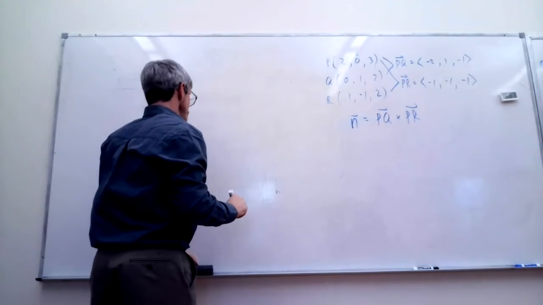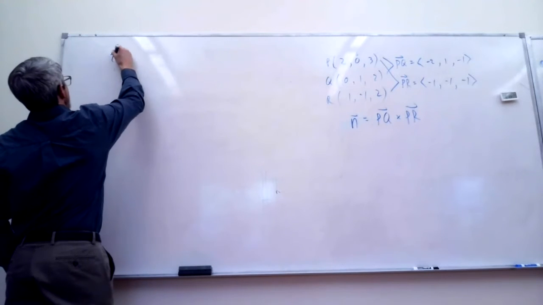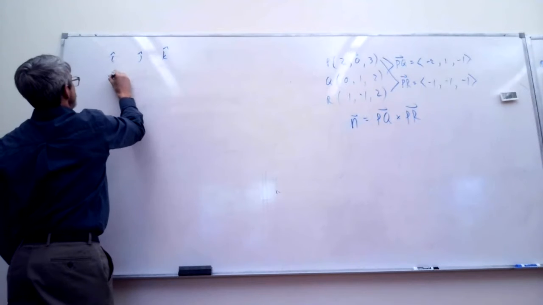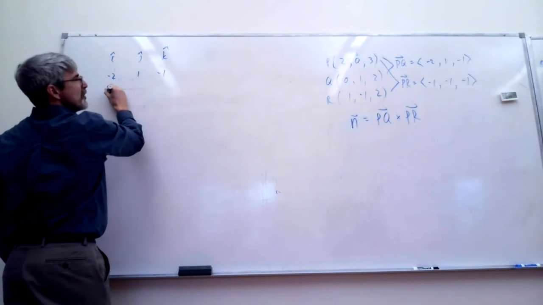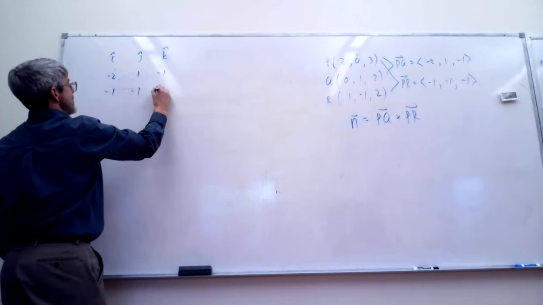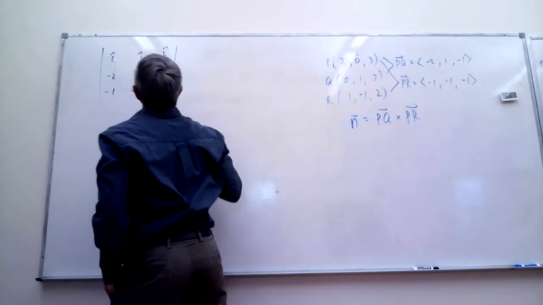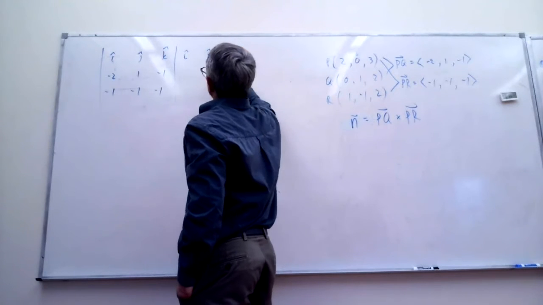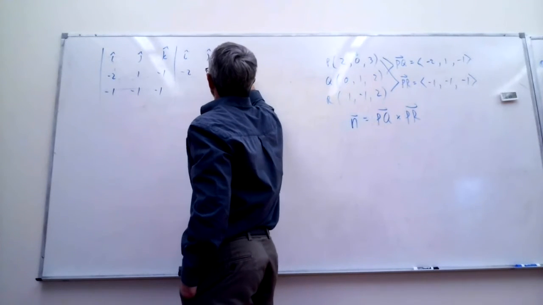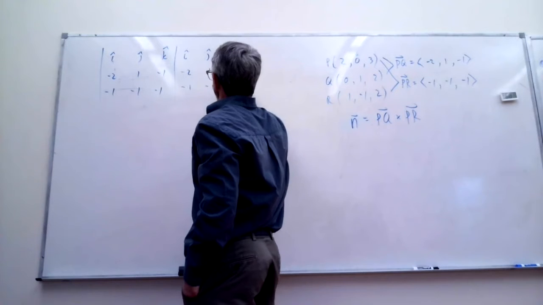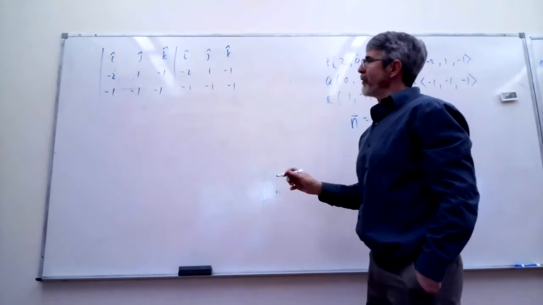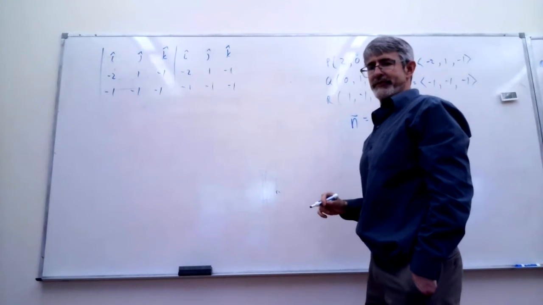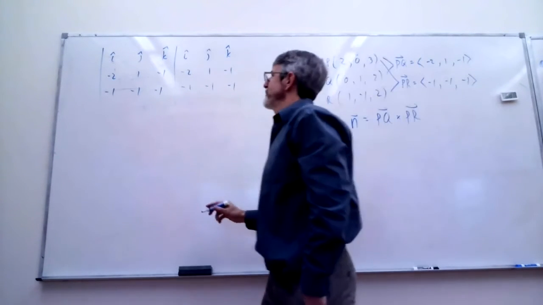So how do I find N? We just do what we did yesterday. We set up i, j, k, and PQ is -2, 1, -1. PR is -1, -1, -1. We're taking a determinant, but we're thinking of this wrapping around. So the forward diagonals will give me the positive contributions, and the backward diagonals will give me the negative contributions.